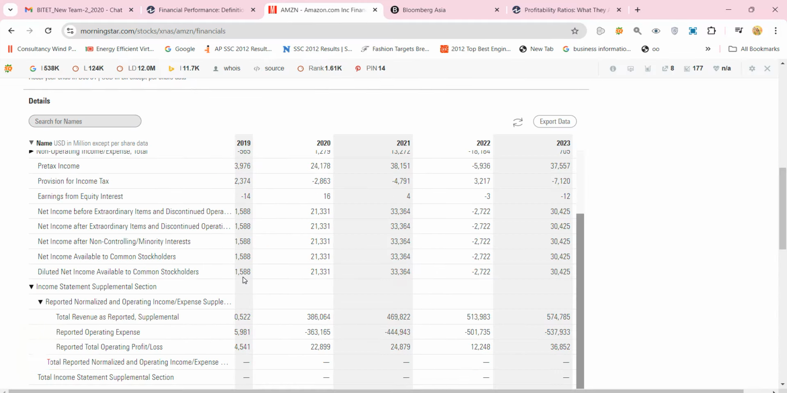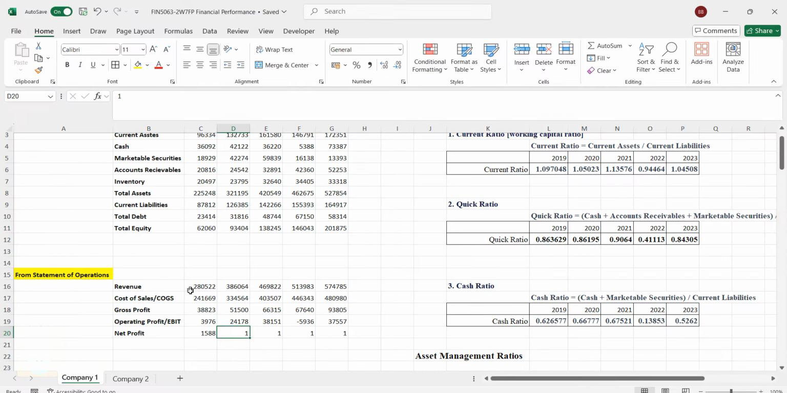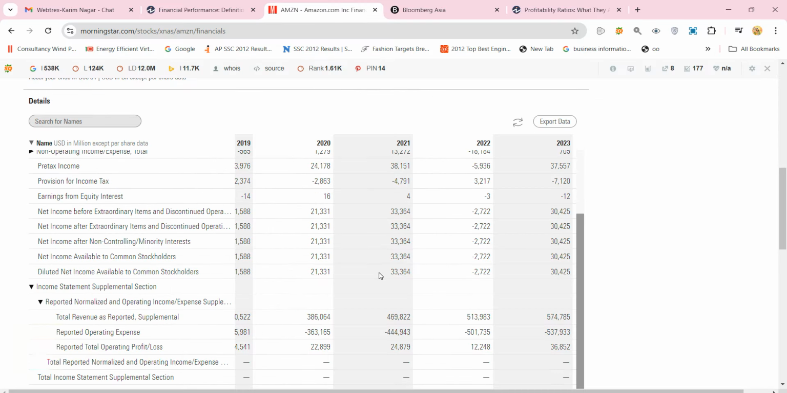Usually it will be mentioned. If nothing is mentioned here, any line that is filled among these five elements, net income, is there right here. So among these net incomes, any value you can take. 1588, 21,331, next 33,364, next minus 2722, next it is 3425.